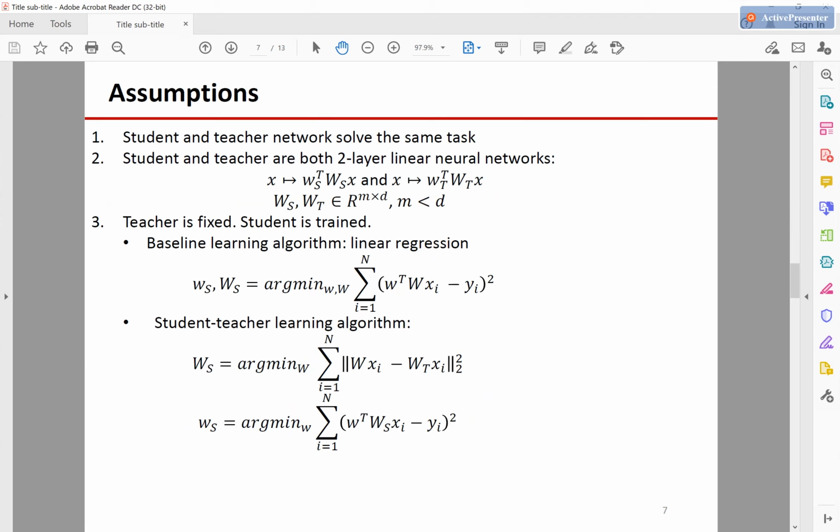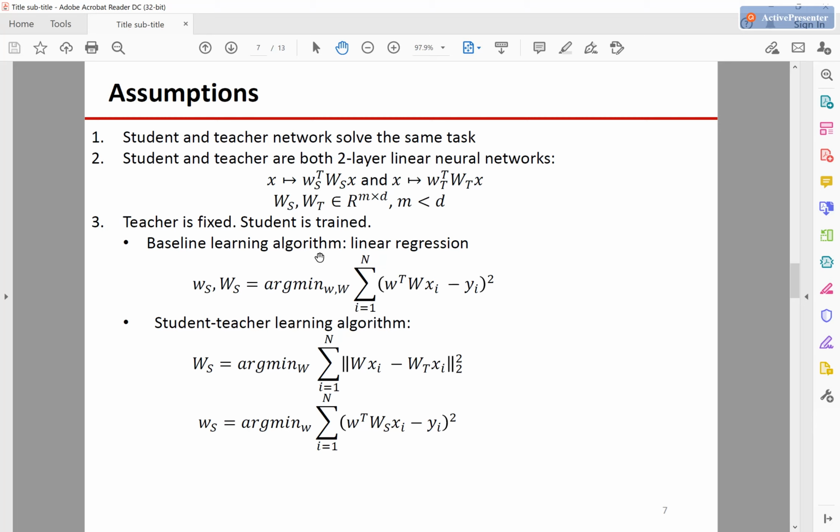Let me clarify some assumptions that I'll be using throughout this whole discussion. The first one is that I assume the student and teacher are solving the same task. The teacher is classifying cats versus dogs. Well, same thing for the student. The second assumption is the student and teacher share the same architecture. And in this case, I assume they're both two-layer linear neural nets. It's basically as simple as it goes for analysis. The third one is I assume the teacher is fixed and the student is trained.